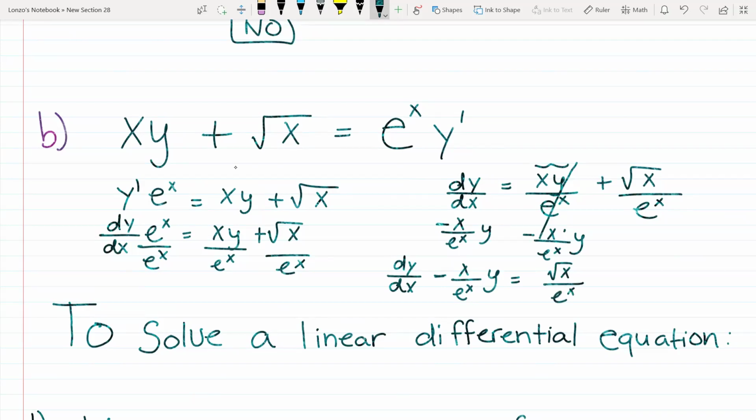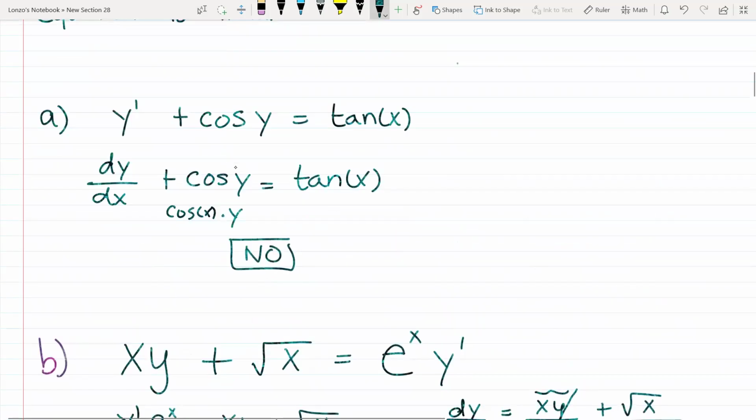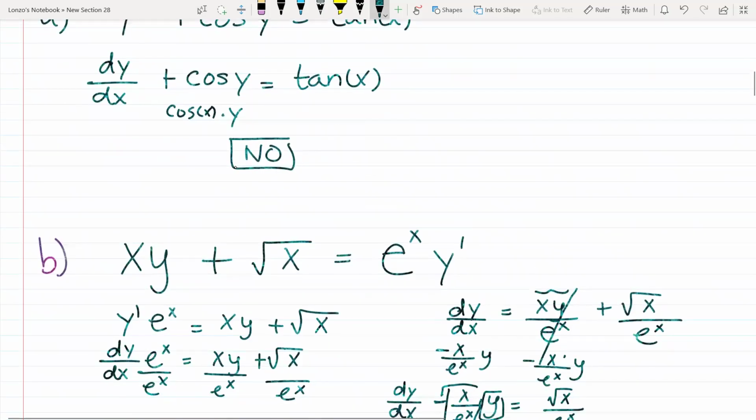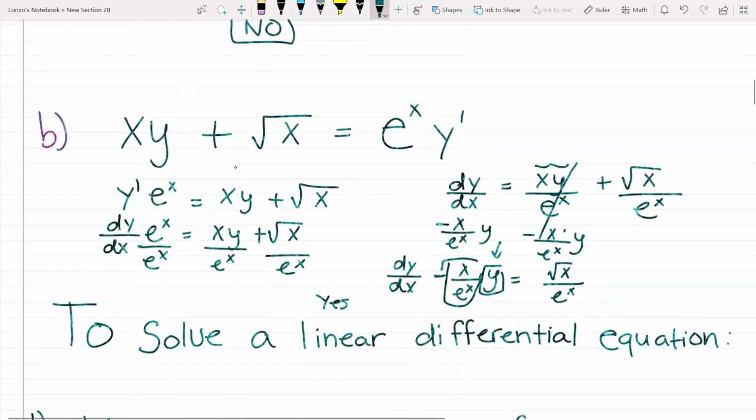Now, is this a linear differential equation? Yes, it is. Why? This has a y in it, but you have an x, so that's good. Like on the other one, this should have had an x. So you have to have a y here, and then somehow you have to have an x here. And on the right, this is all in terms of x, so that's good. This whole thing right here is your p of x, and this whole thing right here is your q of x. So yes to this.